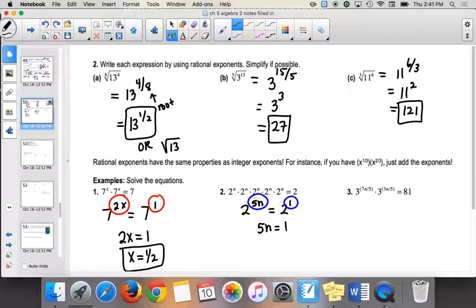5n equals 1, so that means n is equal to 1/5. So it was like the fifth root of 2 times itself 5 times gives you 2. Or you can also just count them up. Yeah. So those ones, I mean, you can see where it's coming from. This one's a little harder. This one's definitely harder. We do things like this a lot in chapter 10. So I'm even previewing chapter 10.